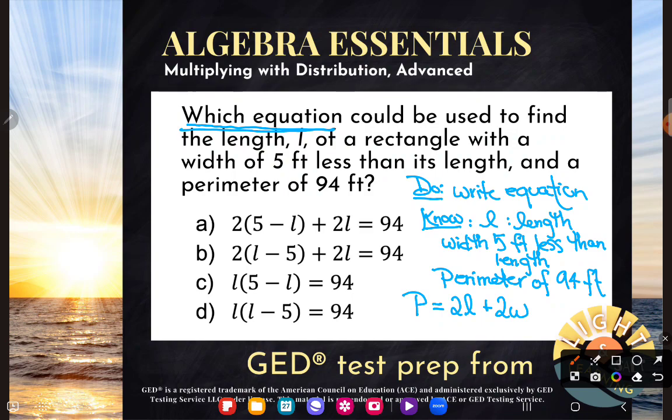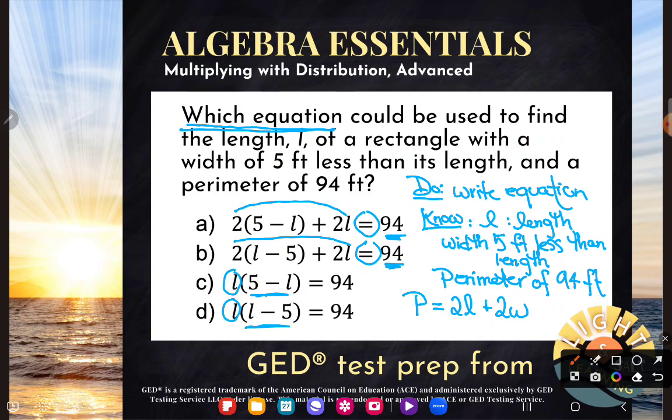Lovely. Now, I see 2 of these equations that are in that format. All right. Take a look at this. One way to talk about the perimeter is as 2 times the width plus 2 times the length. And that would be equal to whatever they told me the perimeter is. They told me the perimeter is 94. So A and B are both looking tempting to me right now. I don't like C and D because it looks like they grabbed the area formula and did a length times a width.